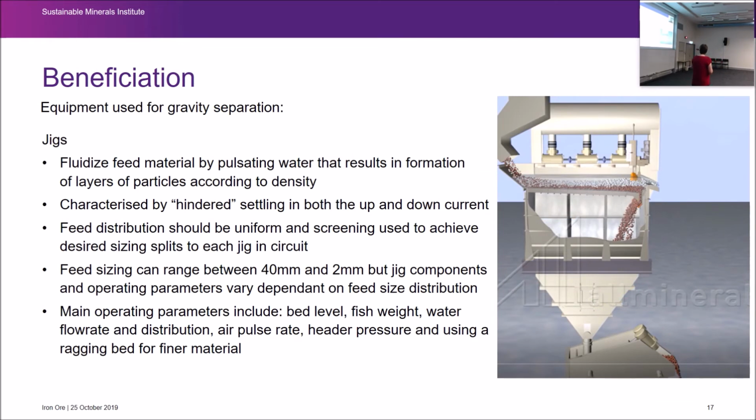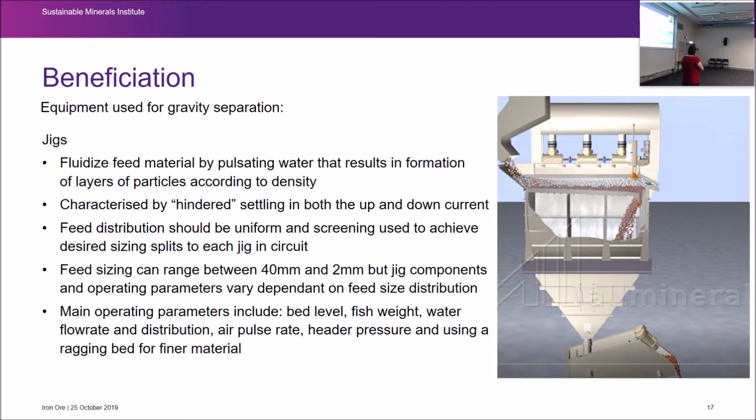So for your coarse fractions though, we usually use jigs to separate them. So what this is, you just fluidize your feed material by pulsating water, and then that results in the formation of layers in the jig. Now I've used one example here of what's previously called an all-mineral ore jig, and just because they've got the best marketing material available, it actually explains it pretty clearly.